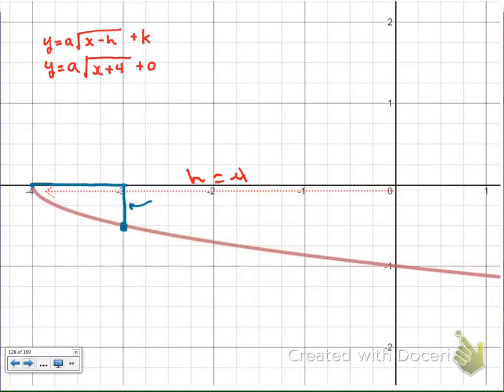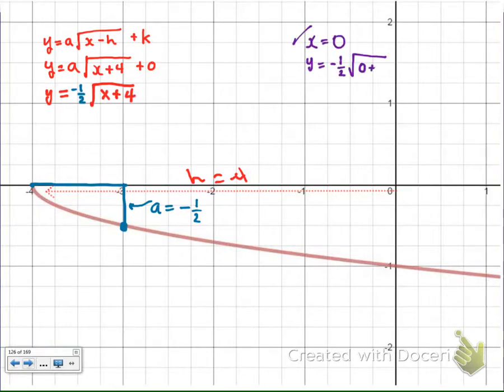Anyway, I still need to know the a value. Just as before, I go over 1, and this time I have to go down until I reach the graph, and it appears as though I had to go down 1/2 to get there, so my a value is actually -1/2. Just to make sure, I check with a point on the graph, and 0, -1 is in fact a point on my graph. It's right there.